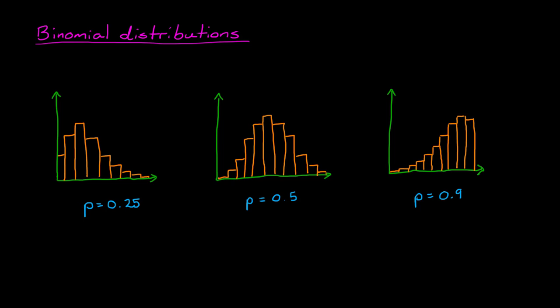What ends up happening is it becomes skewed to one side. In the case of p equals 0.25, we get positive skew because the tail is extended on the positive side of the distribution. And for the p equals 0.9 case, we have an example of negative skew. Only in the case of p equals 0.5 will we end up with a symmetric distribution.